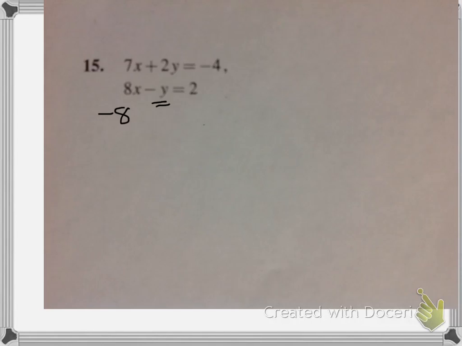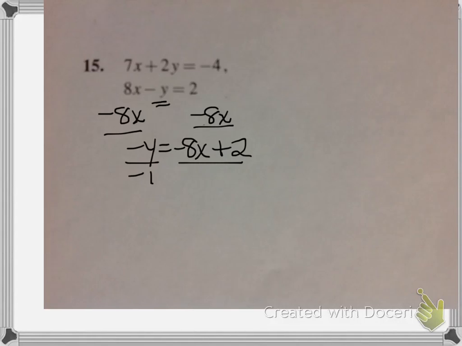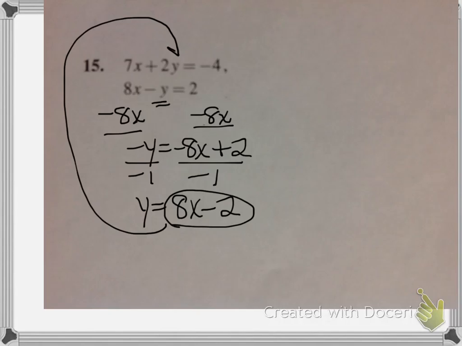So I'm going to manipulate this equation real quick. Get y by itself. And then I will be able to substitute into the other equation. So now that I have y equals 8x minus 2, I can take that 8x minus 2 and substitute it in for my y in my top equation.